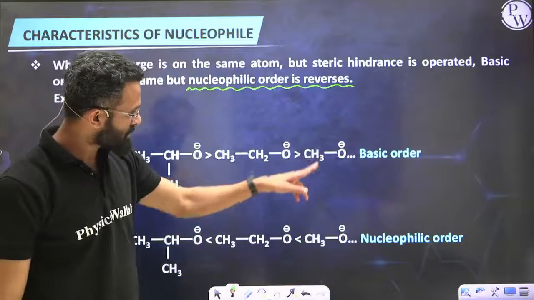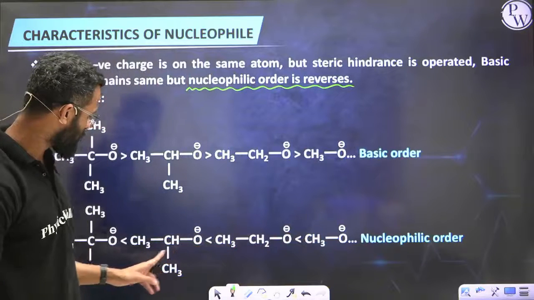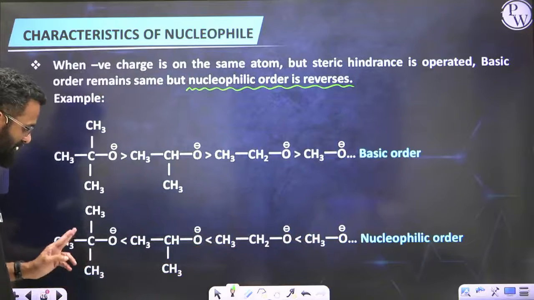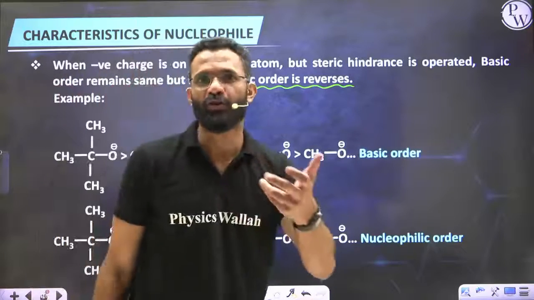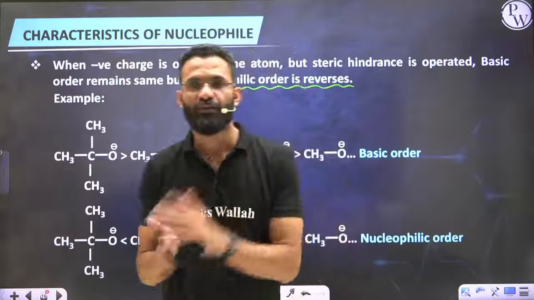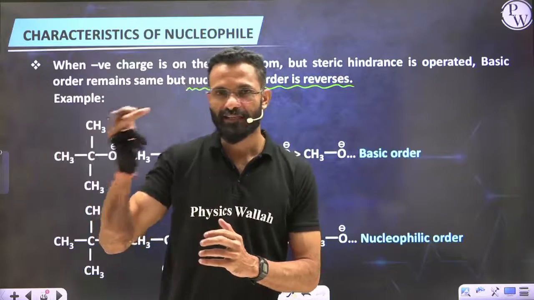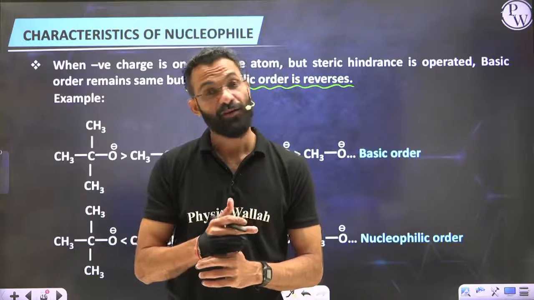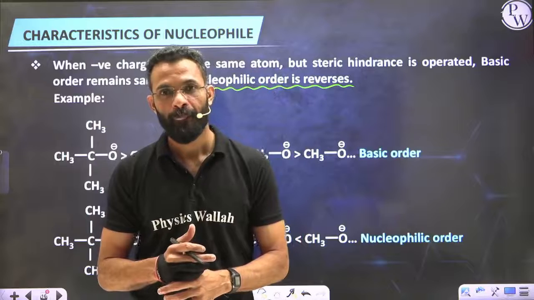Hence methoxide is the strongest nucleophile, then ethoxide, then isopropoxide, and then tert-butoxide is the weakest nucleophile. To understand this, I am telling you one more logical thing that probably helps you to remember. Guys, try to recall what a nucleophile does. Nucleophiles attack at the deficient carbon. A nucleophile attacks at the deficient carbon of the alkyl group, right?